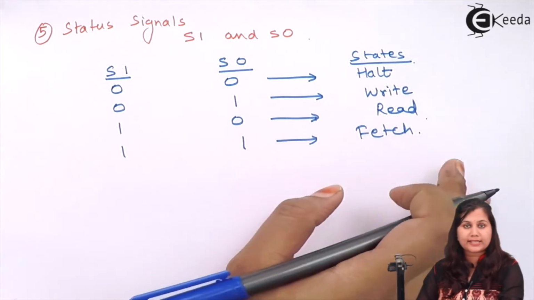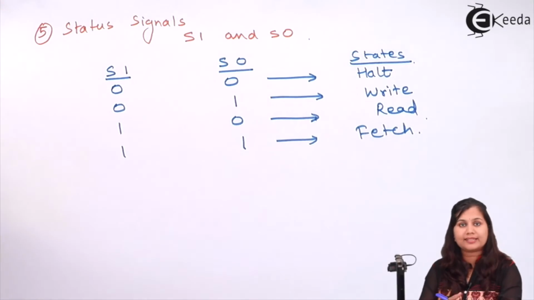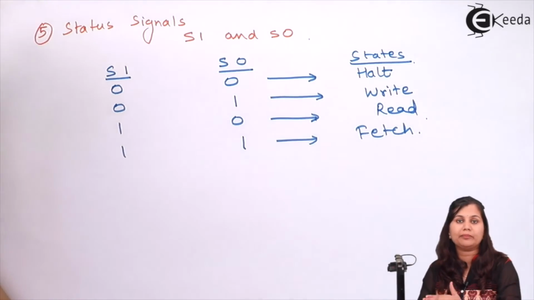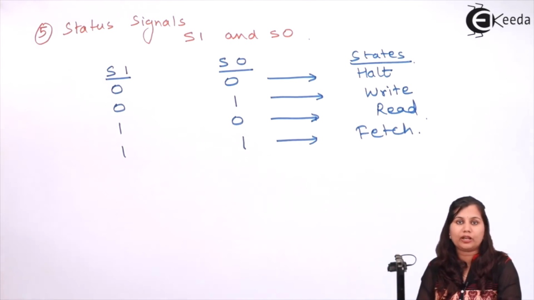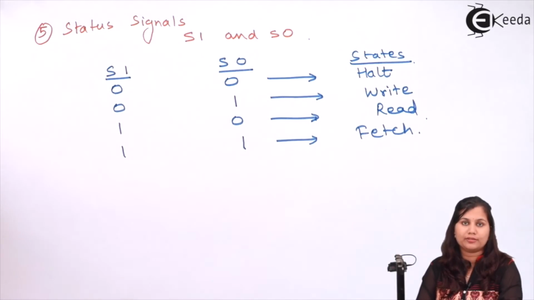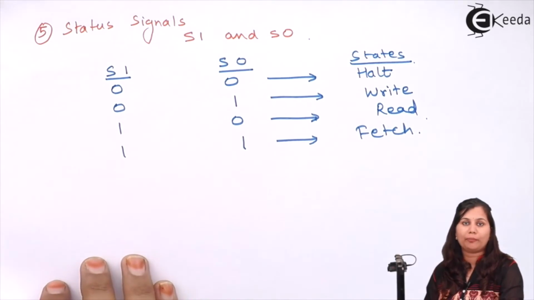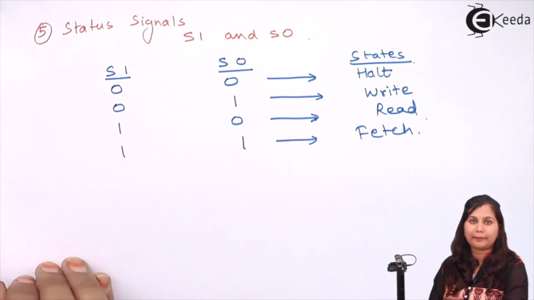Now, according to these states, the various types of operations performed by the microprocessor are either a memory read operation, a memory write operation, or an input output read or input output write operation. So there are four types of operations being performed by the microprocessor.